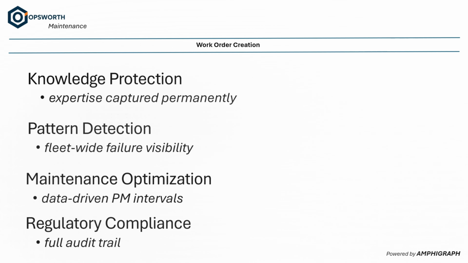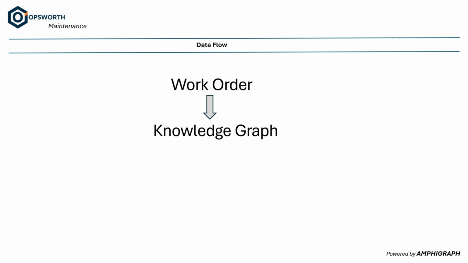Your CMMS gets structured data it can actually analyze. Your reliability engineers get patterns they can act on. Your knowledge stays in the organization forever. And you? You just saved 10 minutes of manual classification, and you know it's defensible.